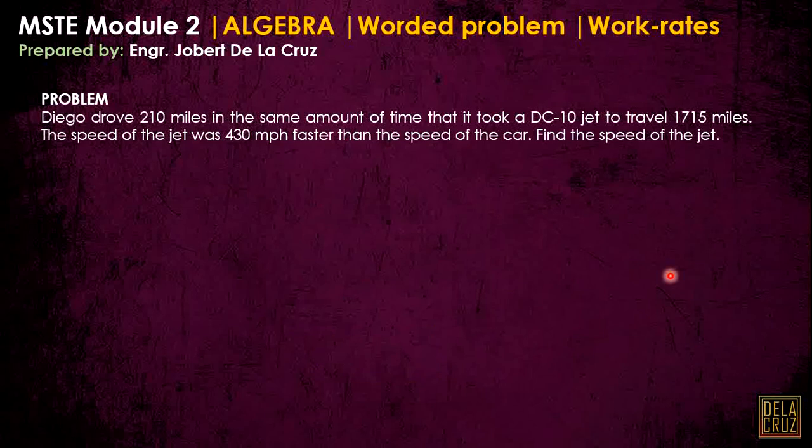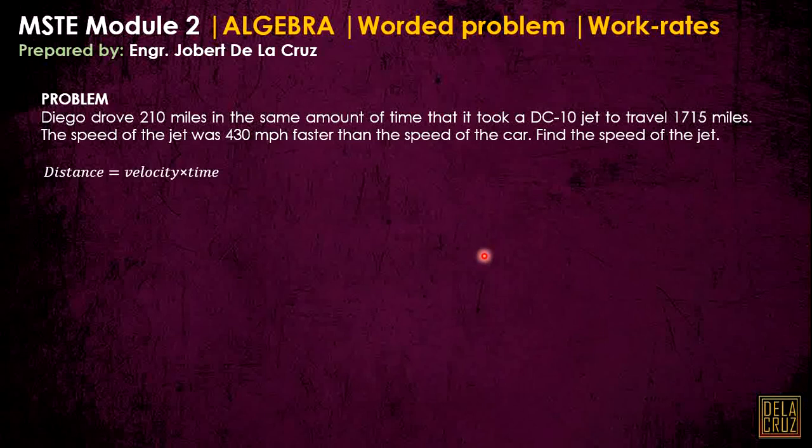So here it will be a rate problem na, kumbaga we are considering distances and velocities. Diego drove 210 miles in the same amount of time that it took a DC-10 jet to travel 1715 miles. The speed of the jet was 430 mph faster than the speed of the car. Find the speed of the jet. So klaro? In this problem we assume that the velocities are constant. So this will be under algebra. If the speeds are not constant or we have an acceleration, it will be on the dynamics subject. And in this case, we can solve this by direct algebra solution.